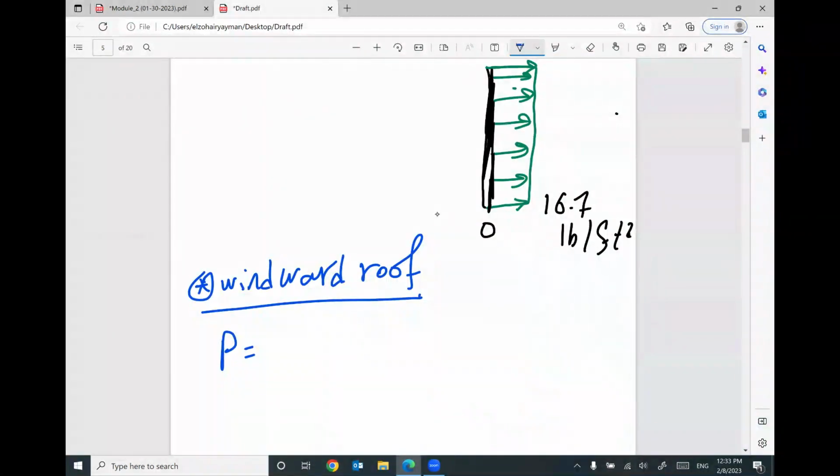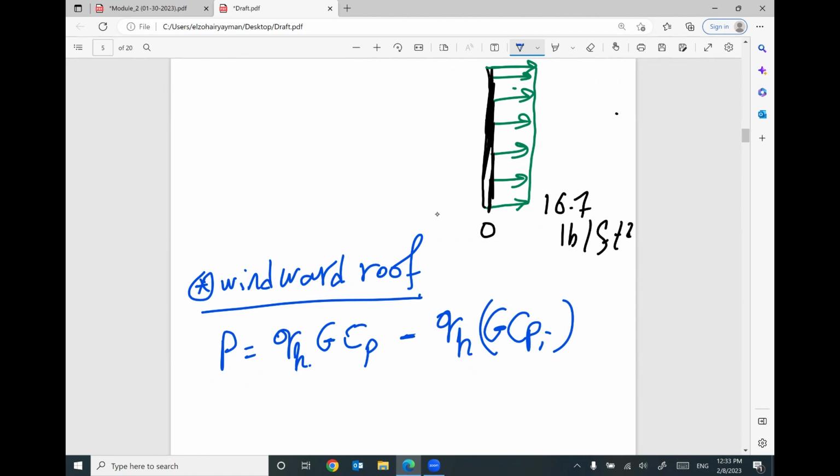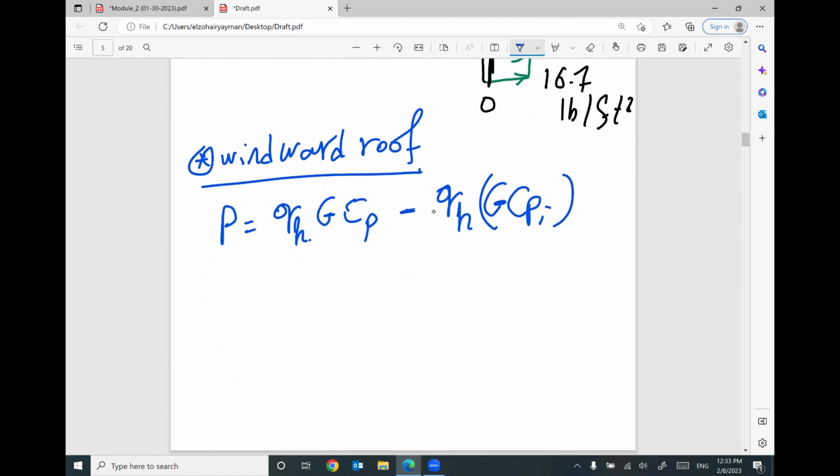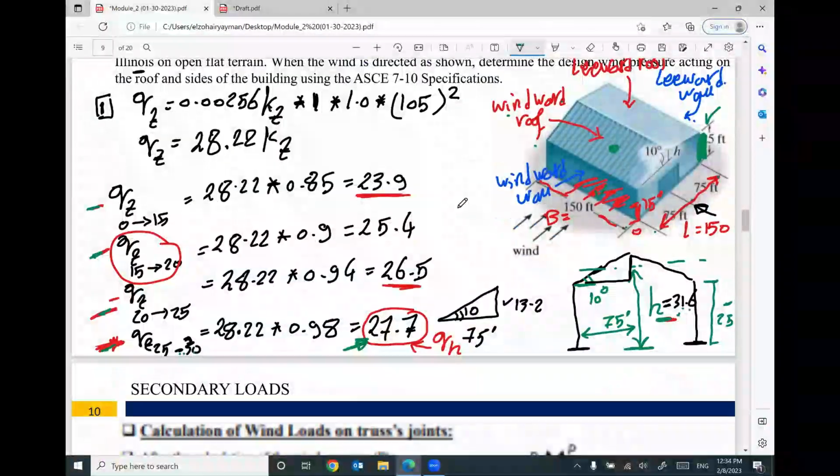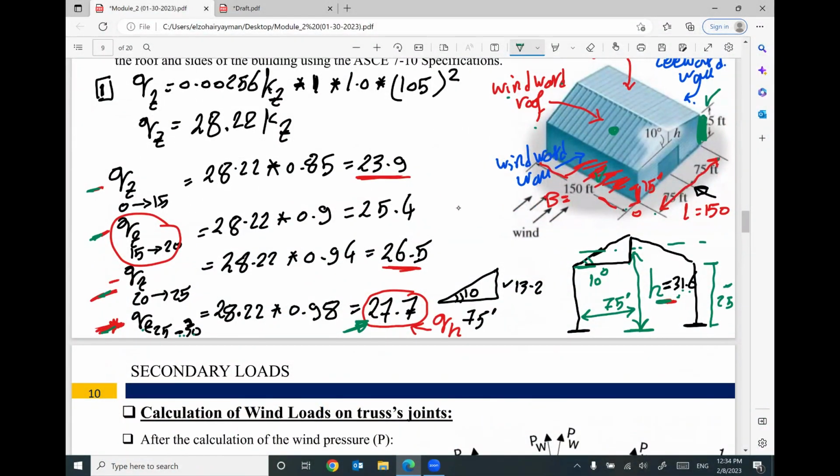Your pressure equals QHGCP minus QHGCPI. We already know the value of QH from the first step we did. The value of QH, which is the value of QZ at the highest level, is 27.7.